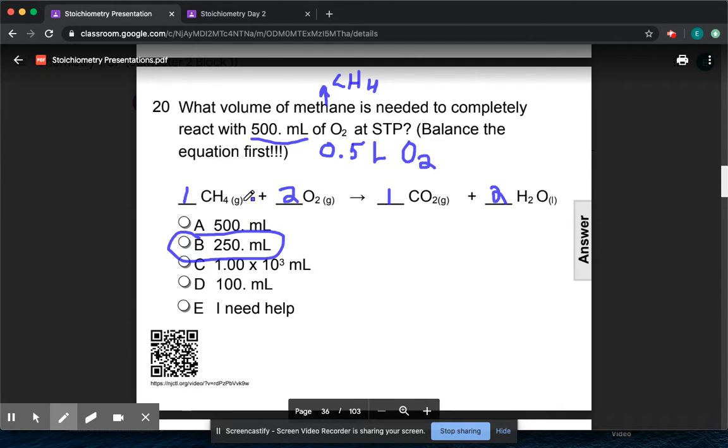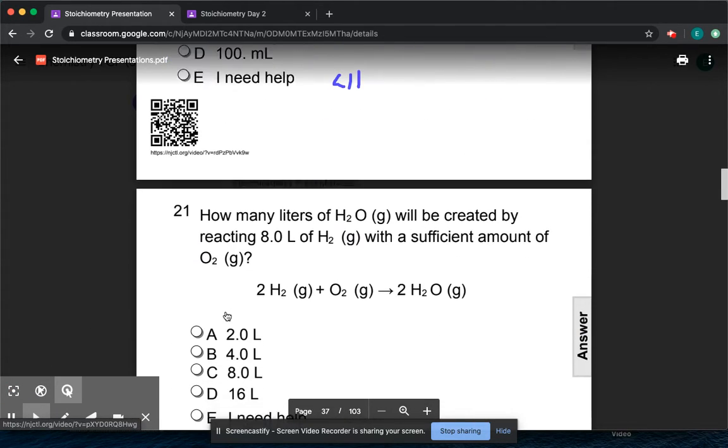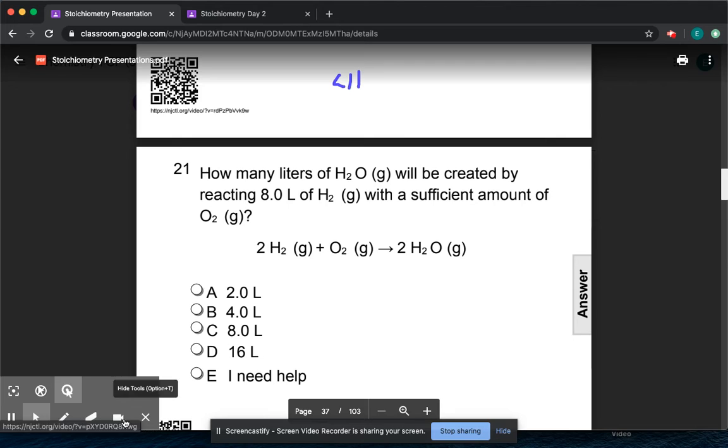And this comes from the coefficient. You need double the amount of methane in oxygen because for every 1 methane, you need 2 oxygens. So this comes straight from the coefficients. So you have half of the oxygen in methane form. So just divide your volume amount by 2 and you can figure out how much methane you have. Okay, 1 more and then we'll get to the manual calculations, which is what I want to focus on.